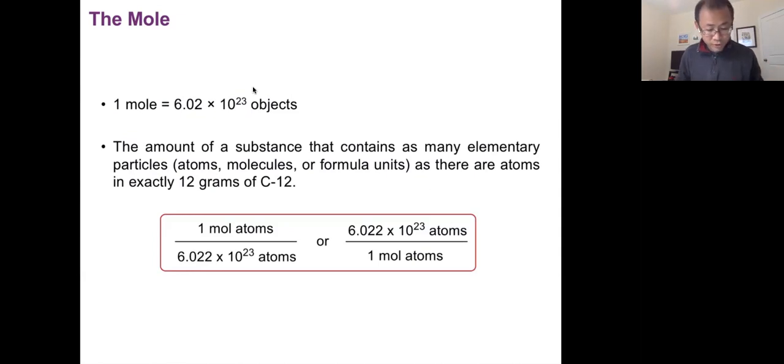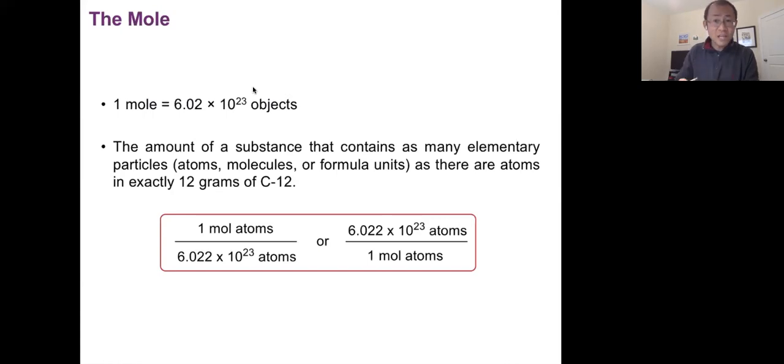1 mole in chemistry is defined as 6.02 times 10 to the 23rd. This is a huge number. Now, the best way of understanding the mole is, first, the mole is a unit or a term specifying numbers. Why do I say that? Because 1 mole equals 6.02 times 10 to the 23rd.